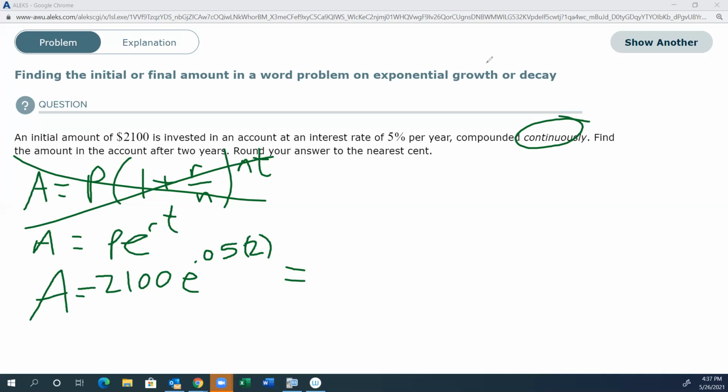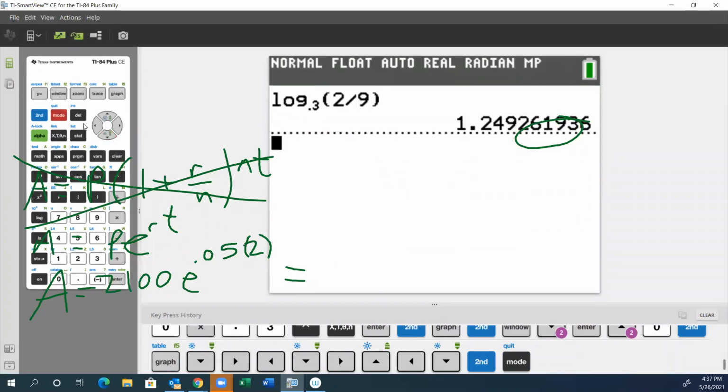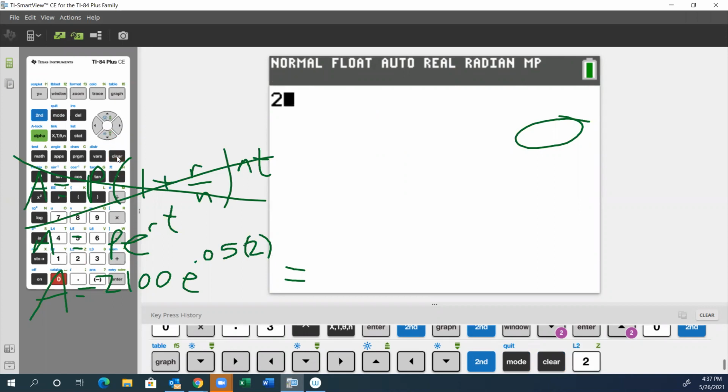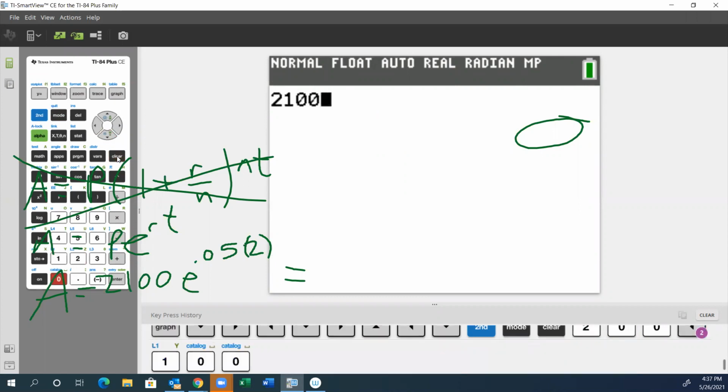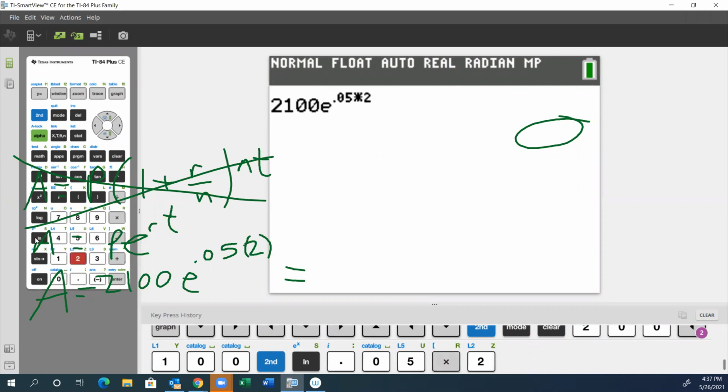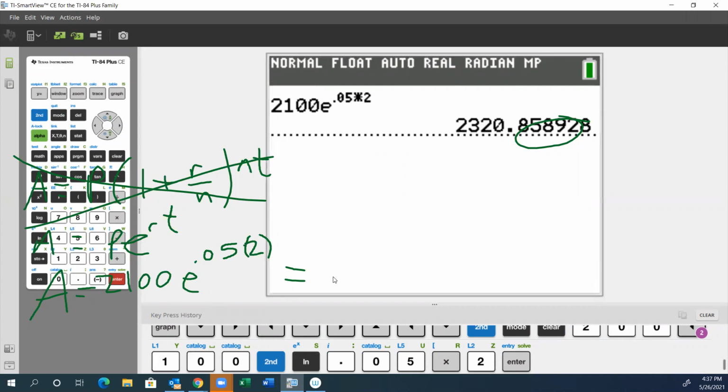Okay, cool. Let's check it out real quick here. So we'll go 2,100, and then e, so second ln, e to the 0.05 times 2. And so we're going to have $2,320.86. I guess I could write that down. $2,320.86. Okay. And that's all we do there.